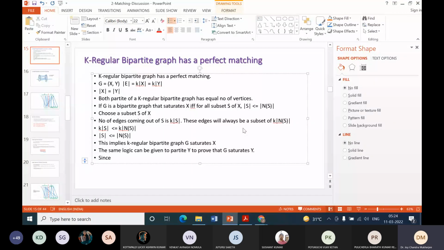No, it is also not correct. All vertices being saturated means, yeah, since both partites are saturated, G has a perfect matching.